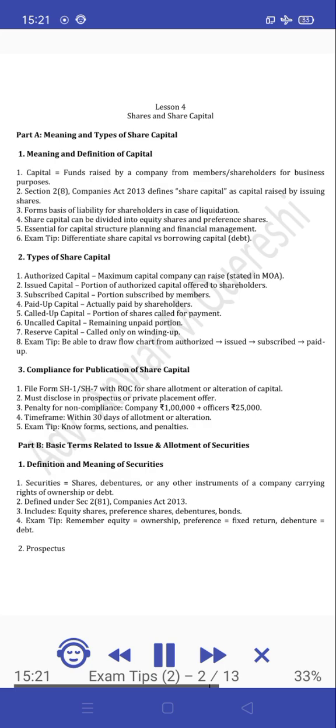Part B. Basic terms related to issue and allotment of securities. 1. Definition and meaning of securities. 1. Securities equals shares, debentures, or any other instruments of a company carrying rights of ownership or debt. 2. Defined under Sec 281, Companies Act 2013. 3. Includes equity shares, preference shares, debentures, bonds. 4. Exam tip. Remember equity equals ownership, preference equals fixed return, debenture equals debt.